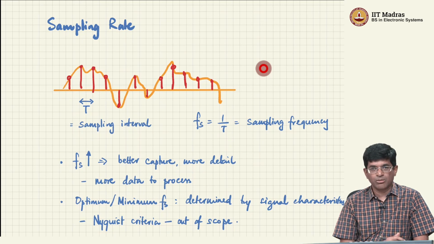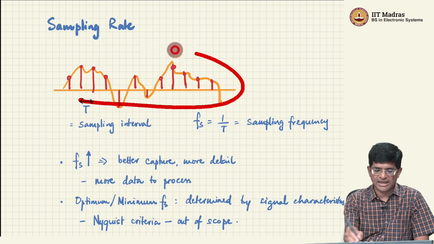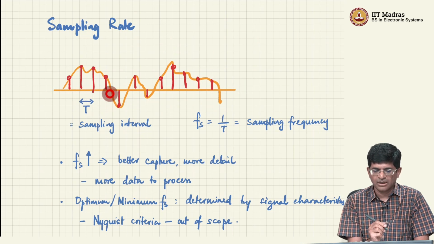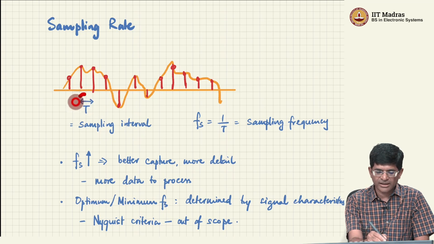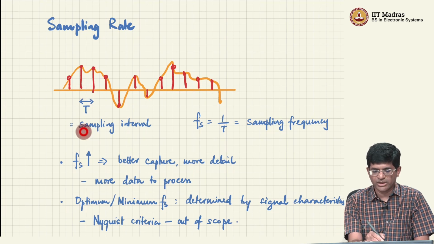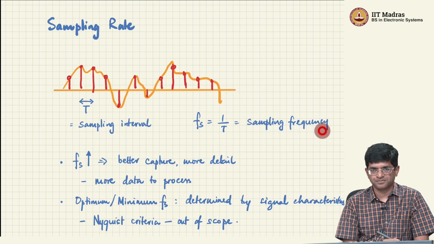Now, a word about sampling rate. We already saw that you could take an analog signal like this and convert it into a discrete time signal, and what you can see is there is a certain sampling interval out here. There is a time T between samples that you can see out here. And what we usually say is that T is the sampling interval and fs equal to 1 over T is called the sampling frequency.